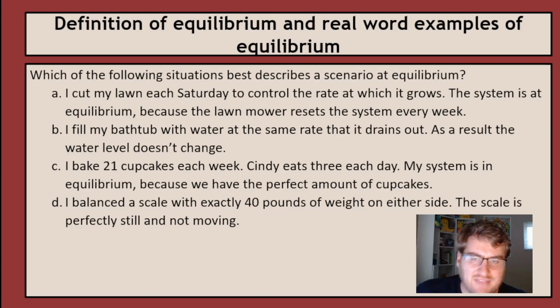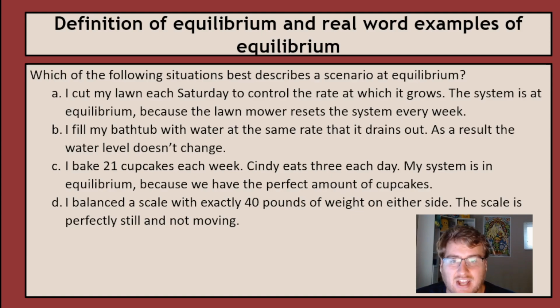It says, I fill my bathtub with water at the same rate that it drains out. As a result, the water level doesn't change. What that translates to with equilibrium is the forward reaction is occurring at the same rate as the reverse reaction, therefore the concentration of my stuff doesn't change. Now, each of these other ones have some merit. B is the correct answer.